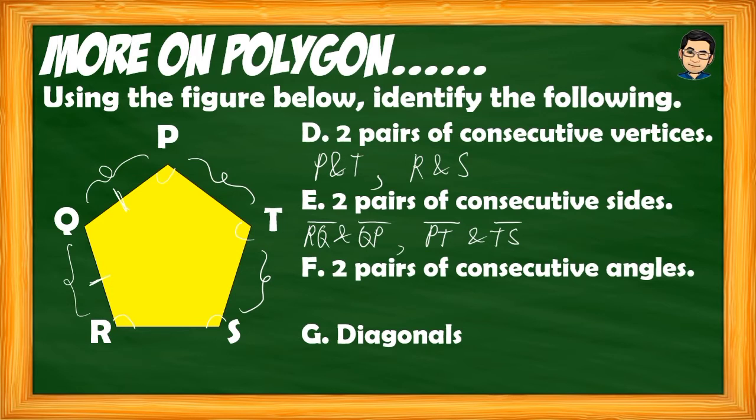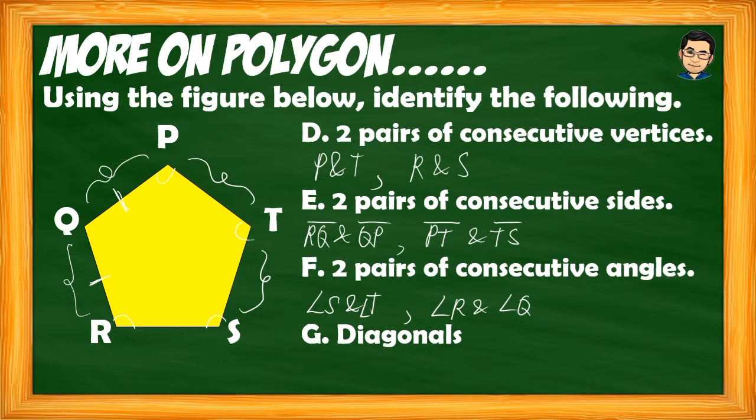Next, 2 pairs of consecutive angles. Okay. So, using vertex na lang, no, para mabilis. Pwede nating sabihin na angle S and angle T. Ayan, isang pares po yan ng magkasunod na angle. And then, we also have angle R and angle Q. Magkasunod din po yan. So, angle S and angle T or angle T and angle S, pareho lang po yan.